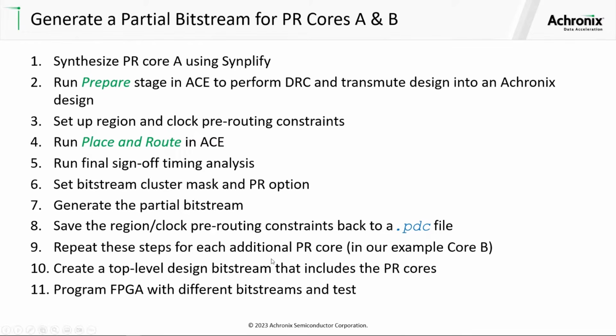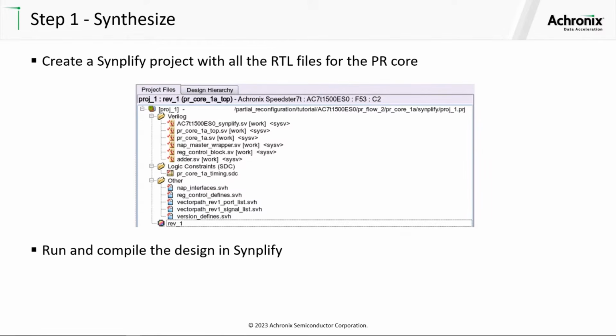So you would repeat these steps for each core. In this case, we have 2 cores, core A and B. The first 8 steps generated core A. We'd go back and do that again for core B. And then we'll create the top level design bitstream that includes those 2 cores, right? A keep out region that we can drop those 2 cores in. And then, of course, the last step is to program the FPGA with the respective bitstreams that we want, and we test to make sure that they all work. So let's dive to that next level of depth. Let's walk you through each of those steps in detail.